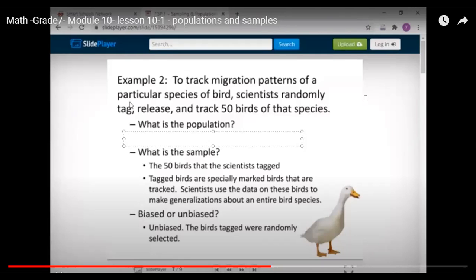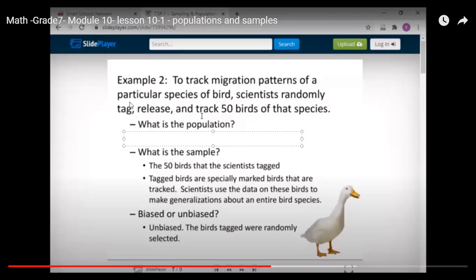Population is like the number of people. Listen, in this question we want to know which one represents the population. No, I'm not talking about the meaning. We have a question, a sample from practice about this lesson. In this question, we want to know what the population is, what the sample is, and whether it is biased or unbiased. The population is 50 birds.